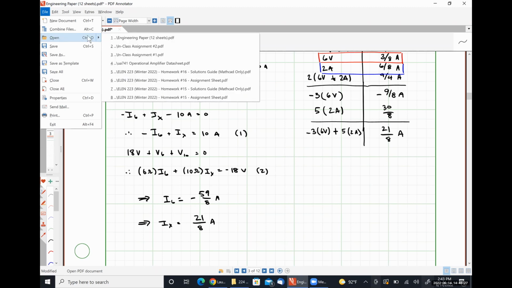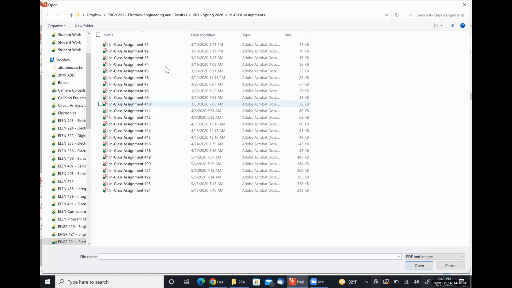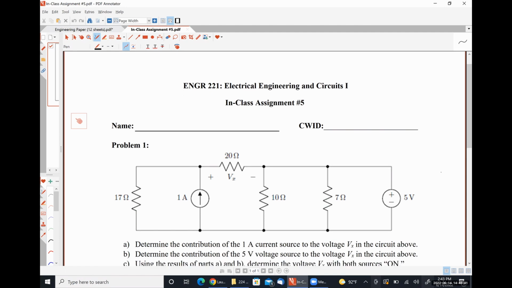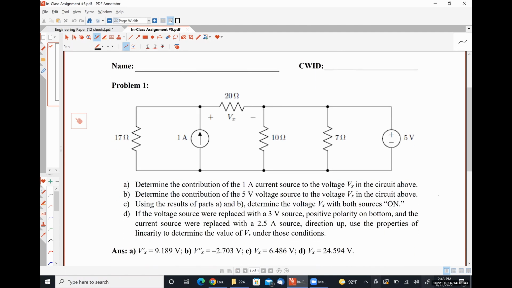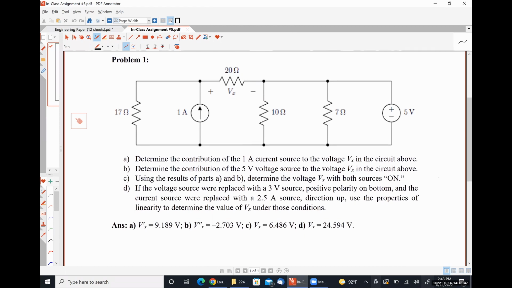So let's look at the in-class assignment first. So let's see. Number 5, I believe. All right. So if I'm not mistaken, there's only the one problem, but it's broken up into 4 parts.